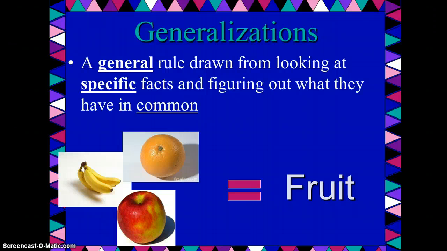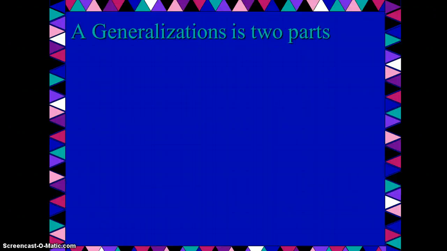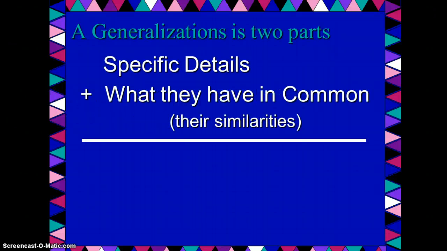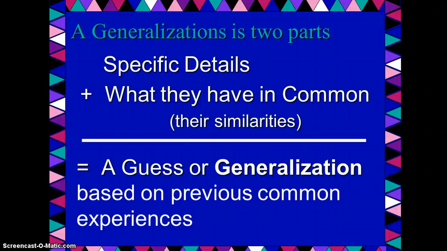Other generalizations can be made by looking at different types of people. Sometimes generalizations made about people are called stereotypes. They're not always a good use because sometimes they can be offending to people, especially if they don't fit into whatever generalization or stereotype you're creating. A generalization is basically two parts. It's specific details plus what they have in common. It gives you a guess or a generalization based on previous common experiences.